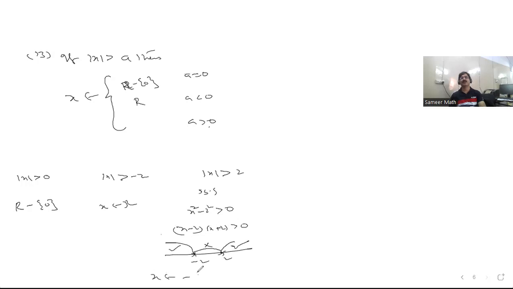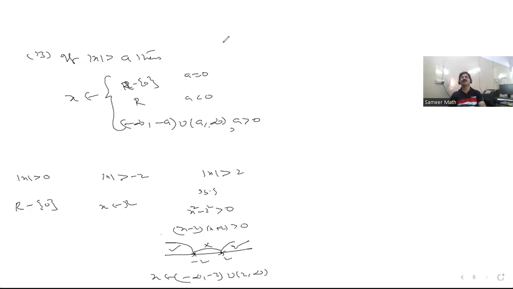Inequalities concept I used. Minus infinity to minus 2, union 2 to infinity. The same story I want to write over here. Minus infinity to minus a, union a to infinity. Let me write clearly. This is minus infinity to minus a, union a to infinity, when a is greater than 0. This is the rule.